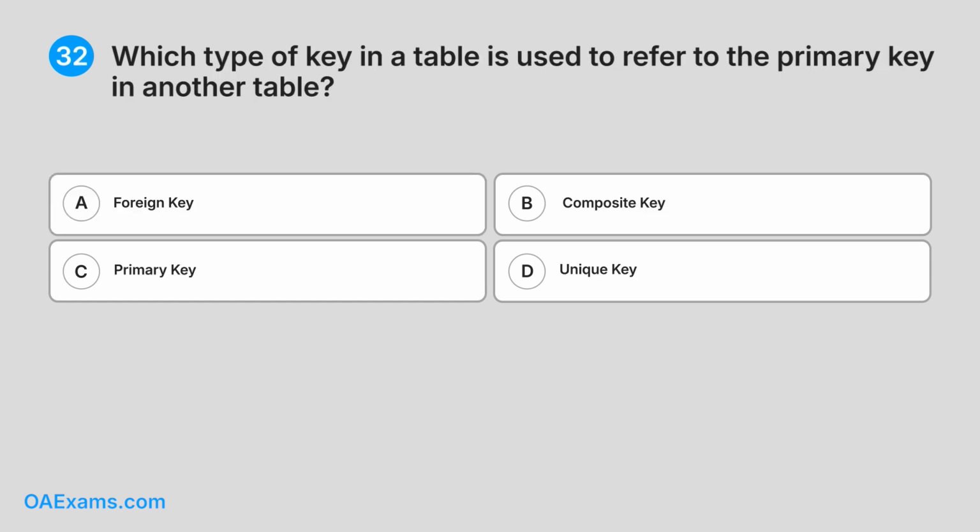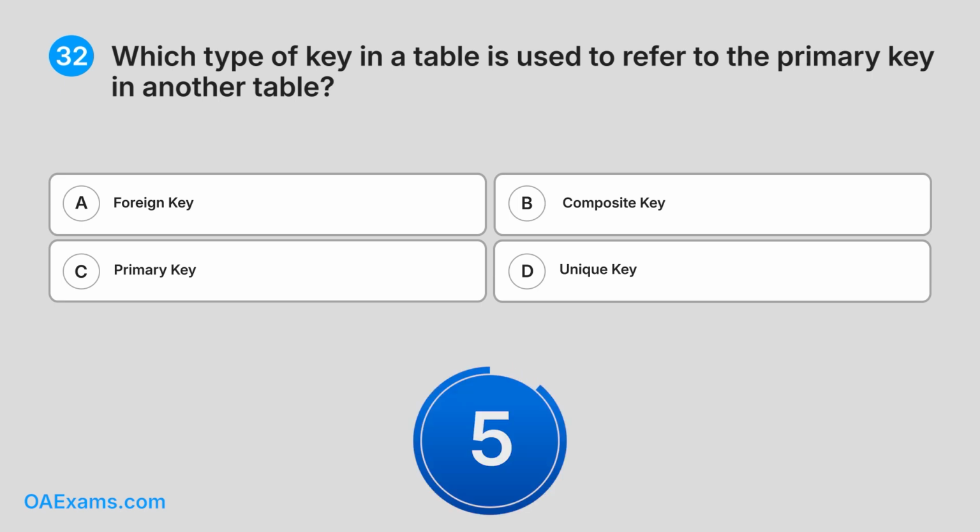32. Which type of key in a table is used to refer to the primary key in another table? A. Foreign key. B. Composite key. C. Primary key. D. Unique key. Do you know the answer?